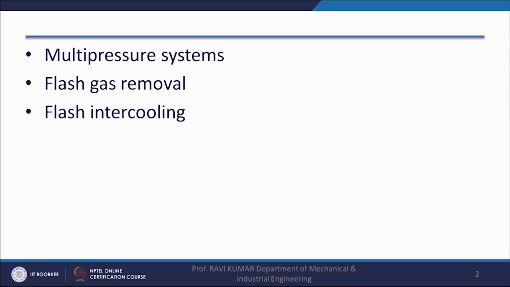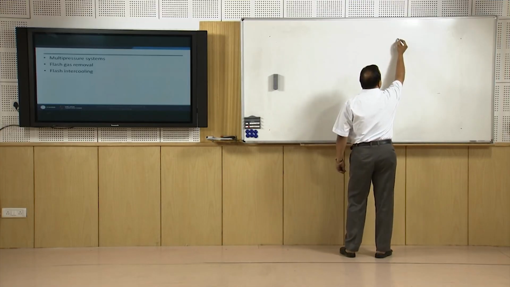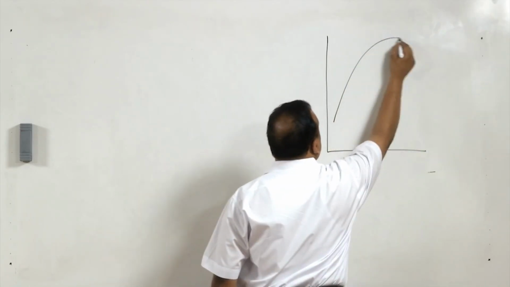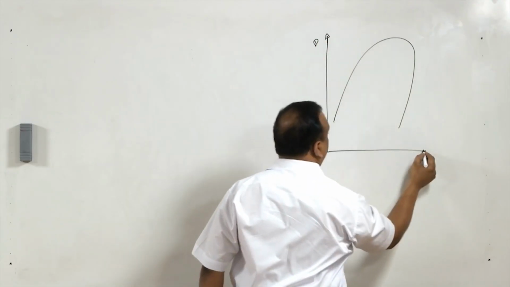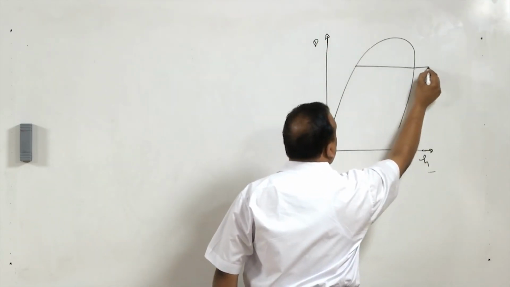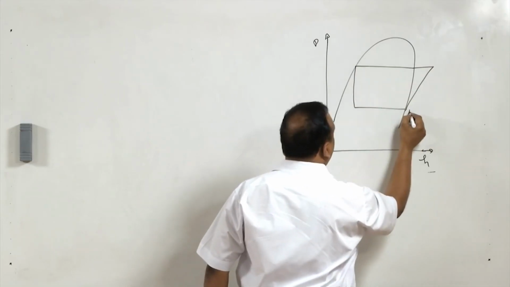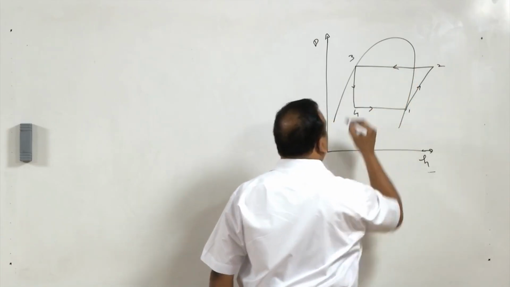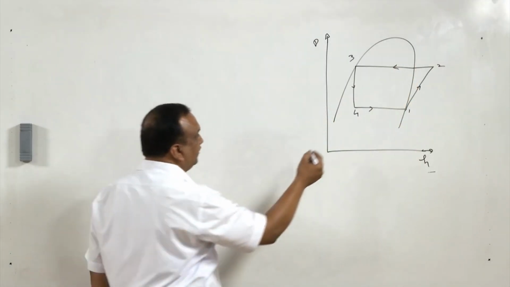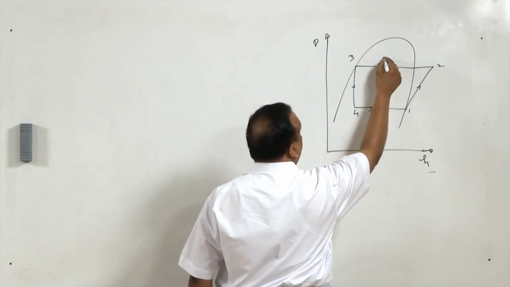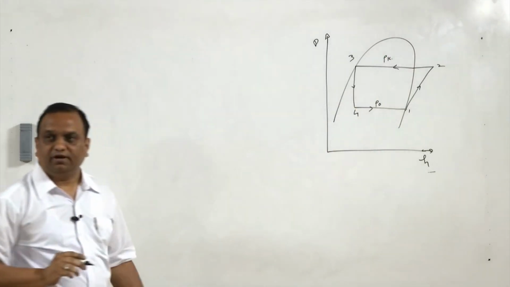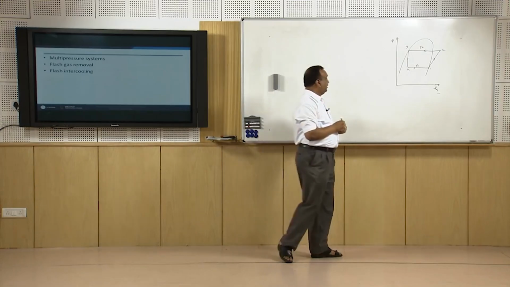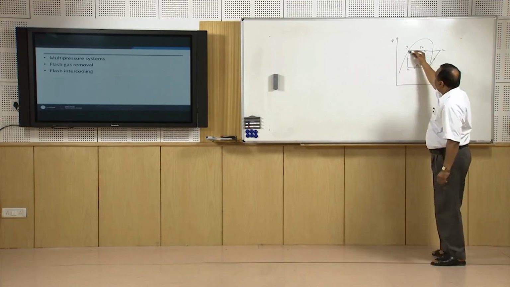Now we will start with flash gas removal. In case of flash gas removal, what happens in a two pressure system? In a two pressure system, here we can take P1 or P0 and this is Pk. It is a simple vapor compression refrigeration system. During expansion, flashing of refrigerant takes place.